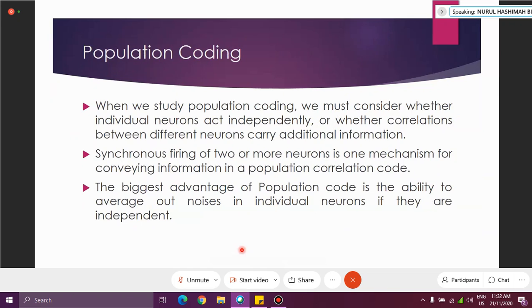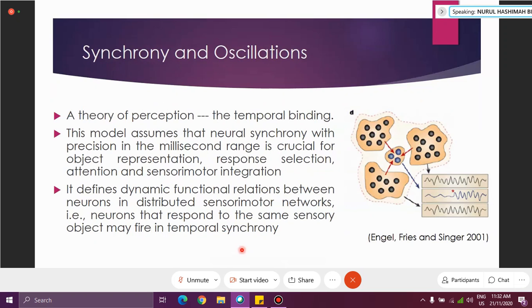So when we study population coding, we must consider whether individual neurons act independently or whether correlation between different neurons carries additional information. Synchronous firing of two or more neurons is one mechanism for conveying information in a population correlation code. And the biggest advantage of population code is the ability to average out noise in individual neurons if they are independent.